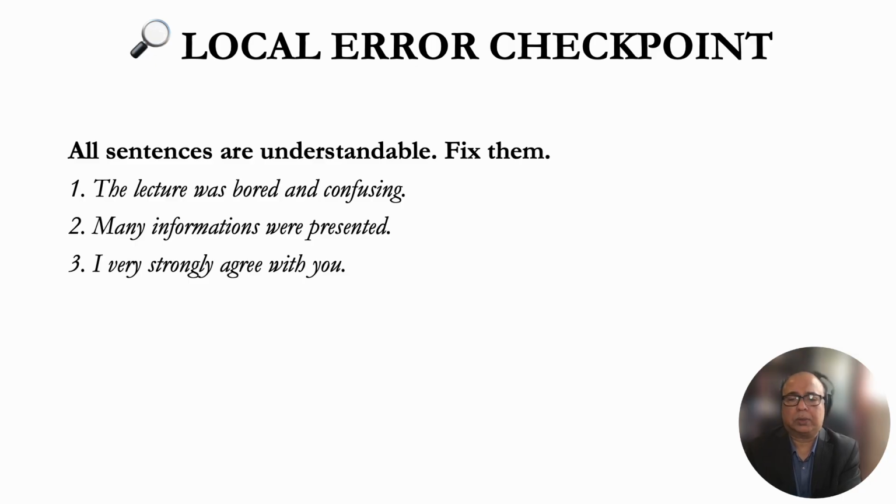Most students make those local errors, but they're not a big problem, as I said before, because the meaning is clear, right? All sentences are understandable. Can you fix these, the last exercise before we move on to global errors? There are 3 types that are a big problem. So these sentences are all understandable. You know what the writer means. "The lecture was bored and confusing." Can we fix these errors?